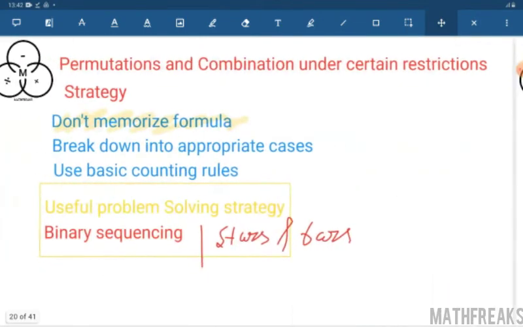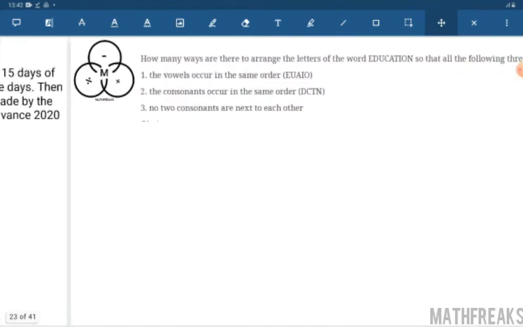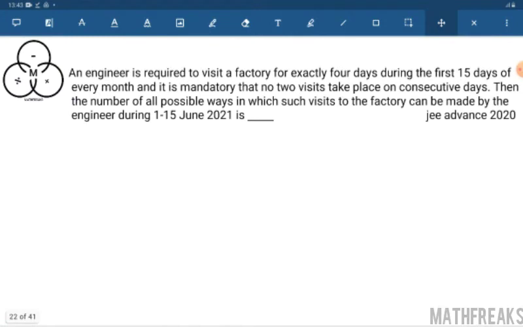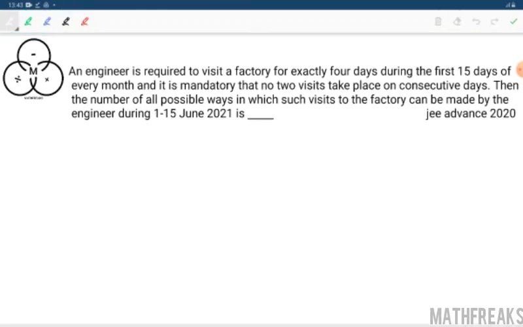Now here we will use binary sequencing in this problem. An engineer is required to visit a factory for exactly 4 days during the first 15 days of every month, and it is mandatory that no 2 visits take place on consecutive days. Then the number of all possible ways in which such visits to the factory can be made by the engineer during 1 to 15 June 2021.